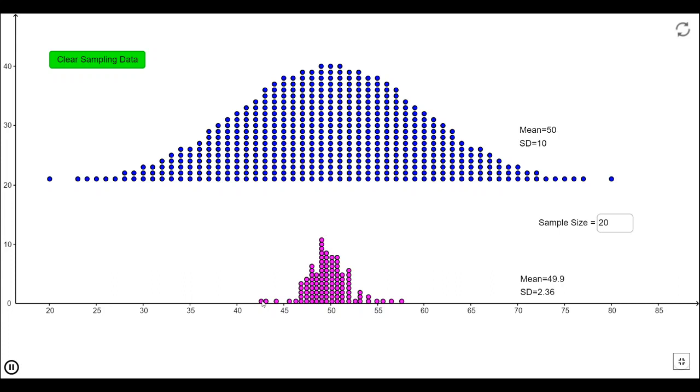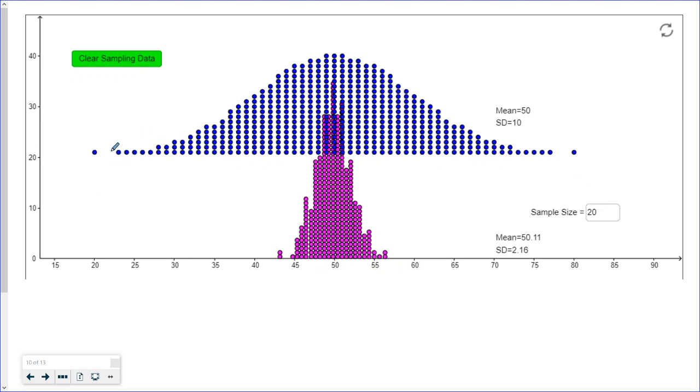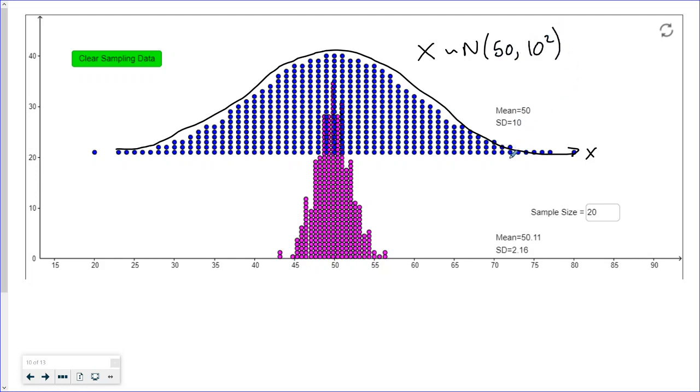Let's run this simulation for a little bit longer and see what the distribution looks like. So this is what the distribution looked like when I ran the simulation for a bit longer. Remember, these blue dots on the top are what's called the underlying distribution that we're sampling from. So these are the values of X on this axis, and we know that X follows a normal distribution with mean 50 and standard deviation 10, so variance 10 squared. Now, this is the distribution of X bar because each of these dots represents what my sample mean was. And you can see that the vast majority of my sample means are centered around 50.